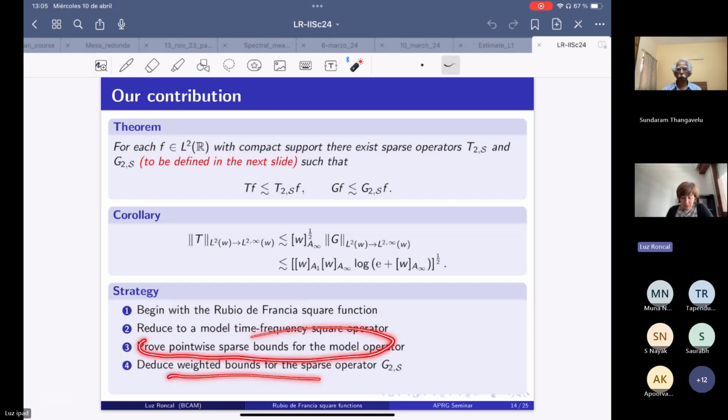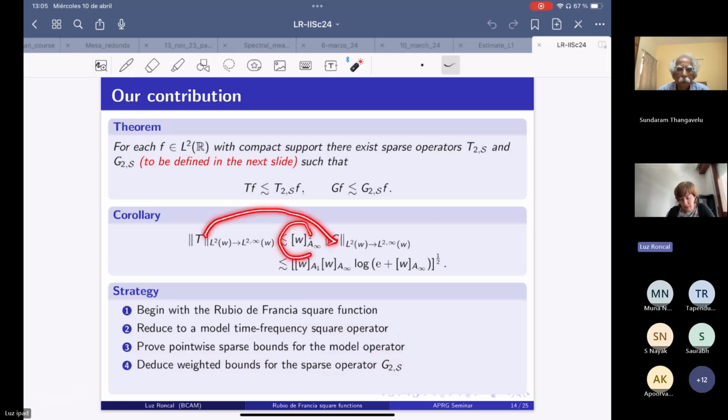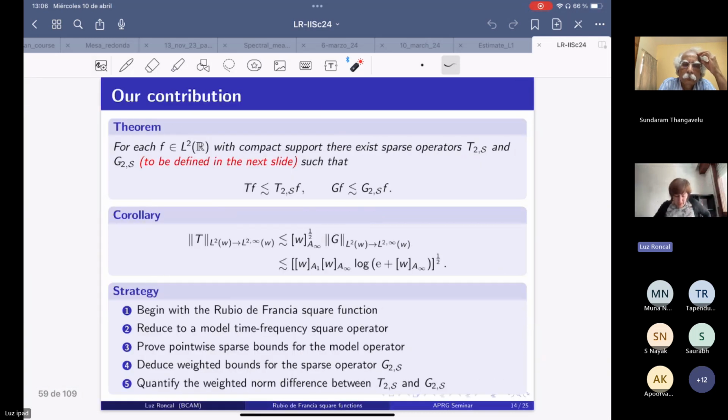Once you have the sparse bounds, you deduce weighted bounds for the smooth sparse operator, because we know how to pass from here to here with a loss of 1/2. But then the weighted weak type estimates for these operators are better than the ones we had from Rahul, Garhan, Sorov, and I. Okay, so yeah, this is what I just mentioned. One has to quantify this difference when you pass from rough to smooth, and then yeah.